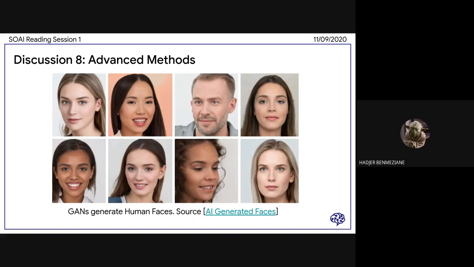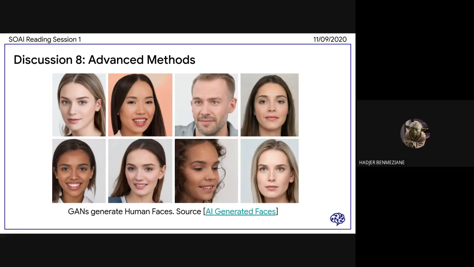So these images are not real. None of these people exist. So these are generated with a model of a type GAN. So GAN is a generative model. So generative adversarial networks. Okay, so basically the structure of a GAN, you can divide it into two neural networks.